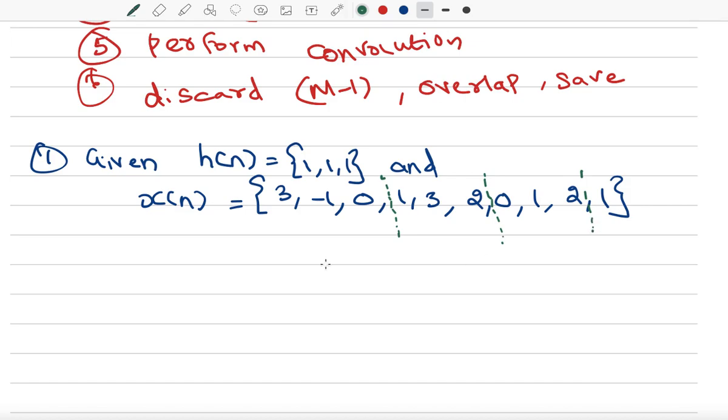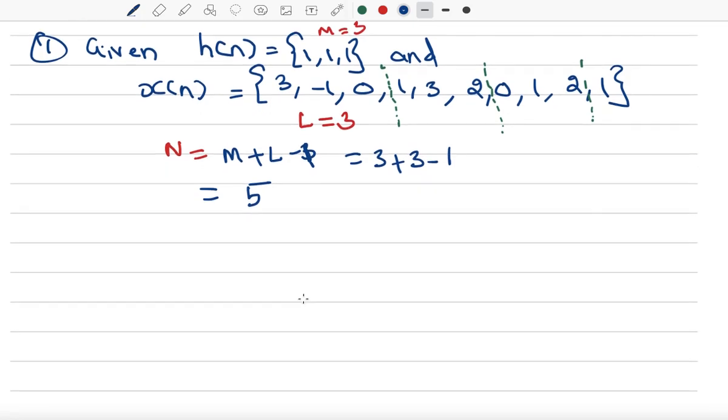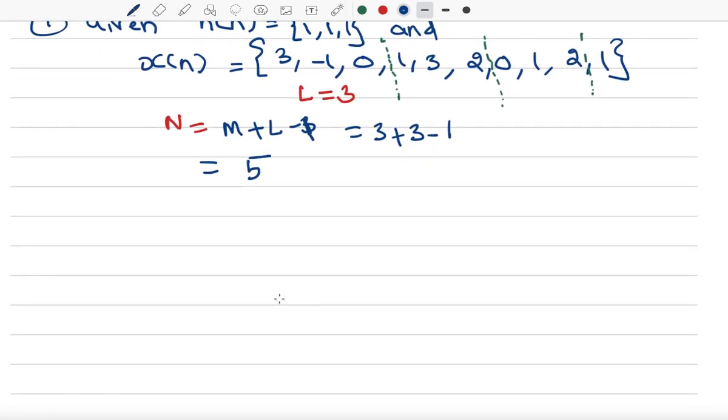What's the length of L here? L equals 3, because 1, 2, 3. What's the length of M here? M equals 3, 1, 2 and 3. What's the new DFT length? N equals, based on the formula, M plus L minus 1, so that is 3 plus 3 minus 1. So the new length N equals 5. So this is the new DFT length. Now we are going to form the new DFT sequences.